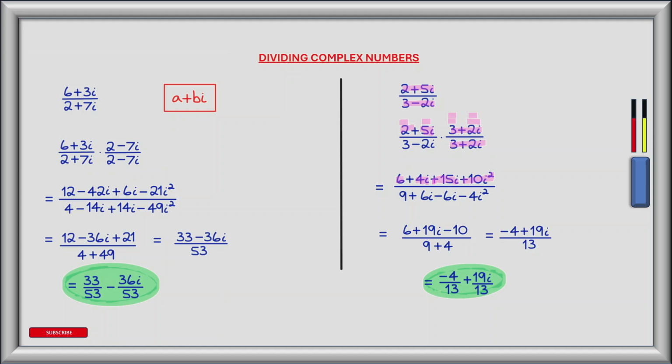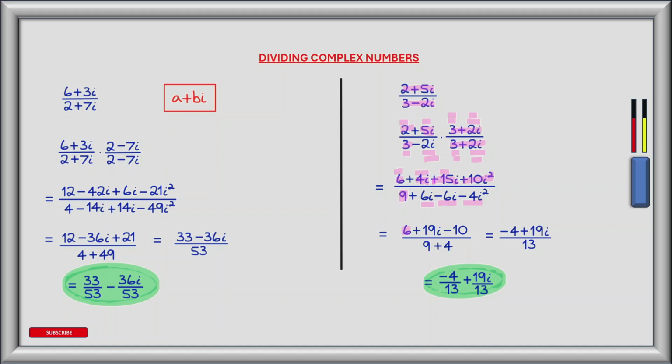And in the denominator, 3 multiplied by 3 gives us 9. 3 multiplied by 2i gives us 6i. Minus 2i multiplied by 3 gives us minus 6i. And minus 2i multiplied by 2i gives us minus 4i squared. Simplifying both numerator and denominator, and starting with the numerator, we have 6.